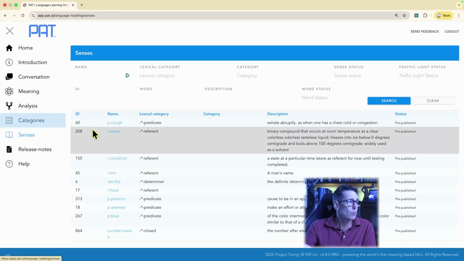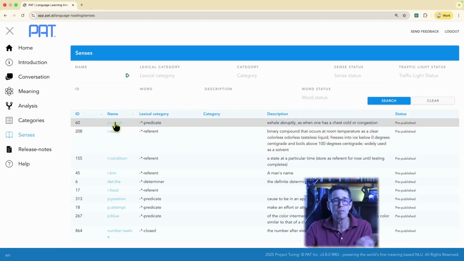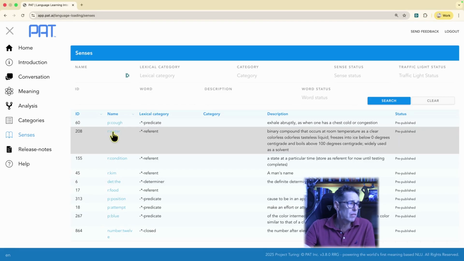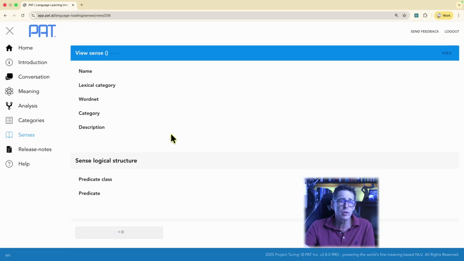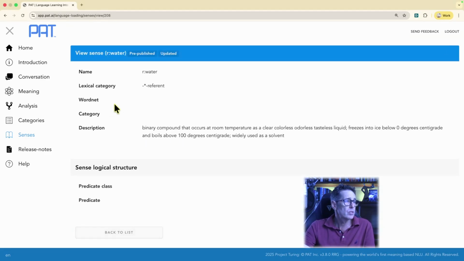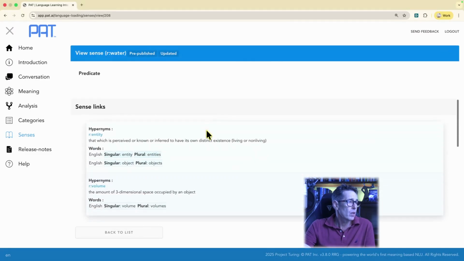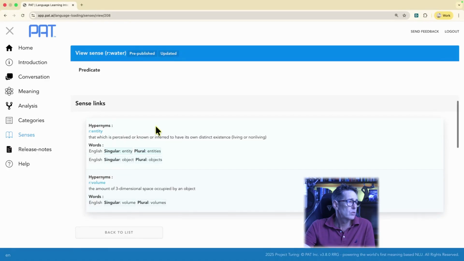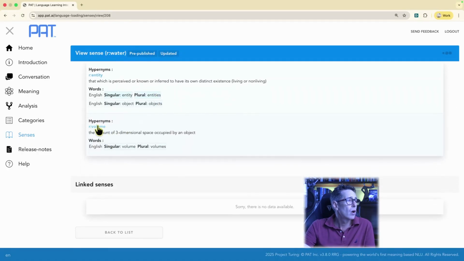Well, so there can be predicates like cough and reference like water. A predicate is something that relates other things, other elements in language, and water is a thing, it's a reference. If we look at the forms of water, you can see here that we have a definition. We don't use the definition in the system other than to know what we're talking about. It's a binary compound. It has a hypernym. It's a kind of entity, and it's also a kind of volume. It's a three-dimensional space.